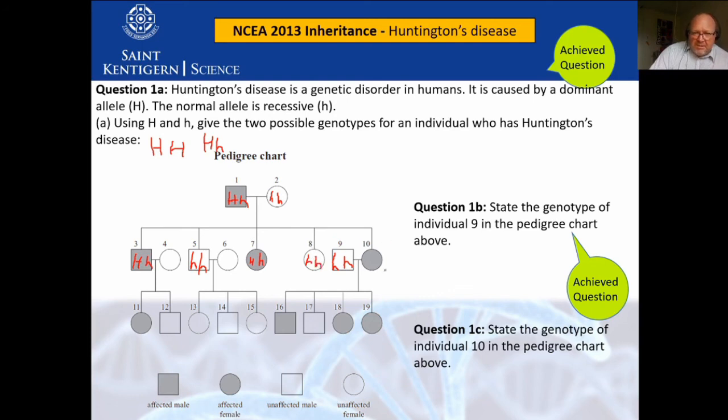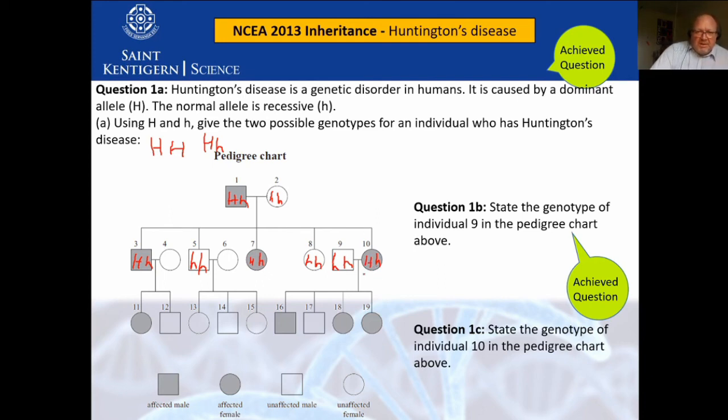So, coming back to number 10. Mom can only give a little h. Agree? And dad can either give a big or a little, but because the child is affected and it is a dominant disorder, the dad had to give a big H. Voila, there's the answer. But we can take this one further, because I like doing this.